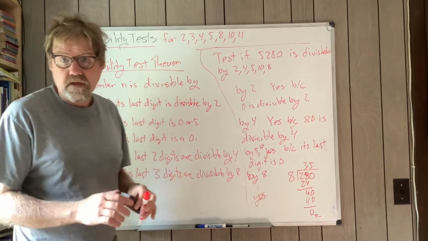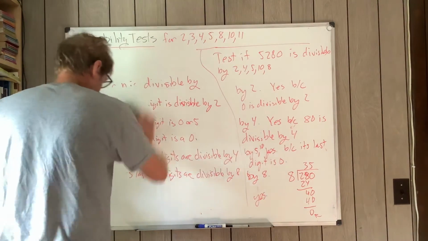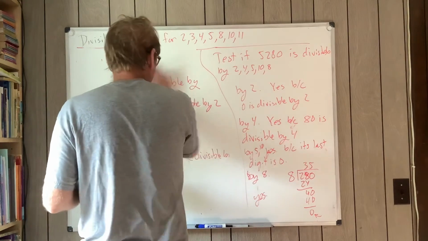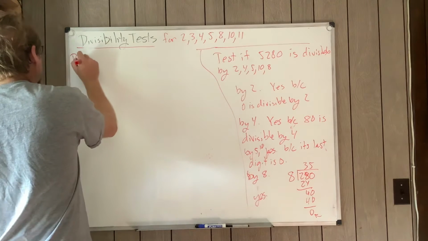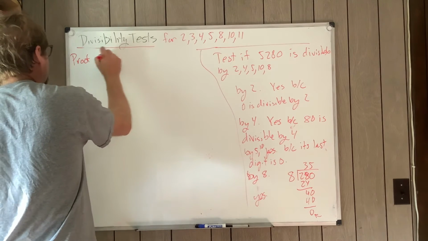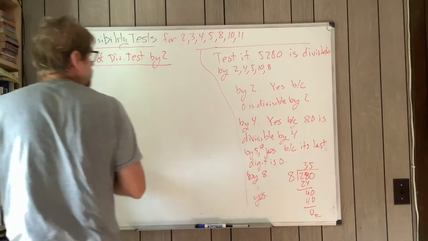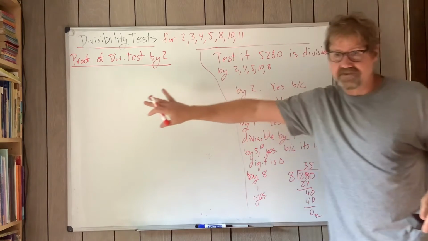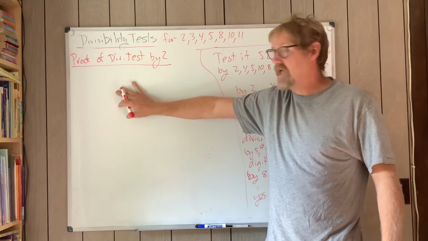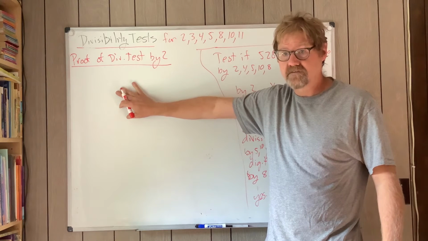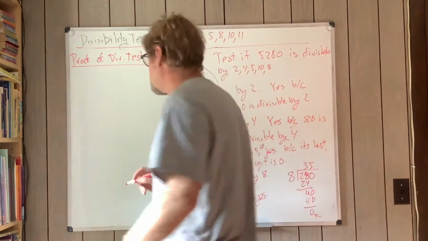Now here's what I'm going to do. I'm going to do a few divisibility test proofs. These are all going to be algebraic. Proof of the divisibility test by 2. Unfortunately, I just erased it, but remember, it says that a whole number n is divisible by 2 if its last digit is divisible by 2.